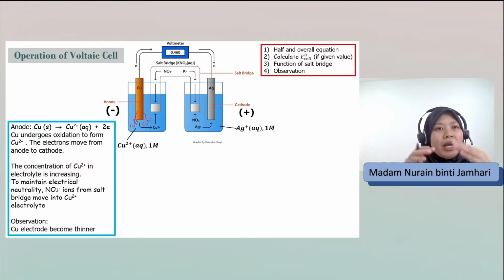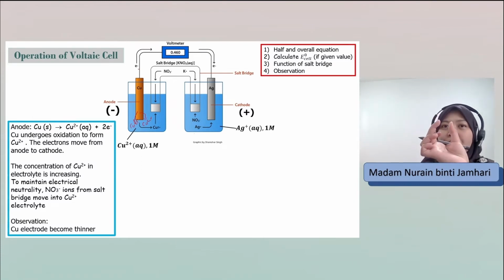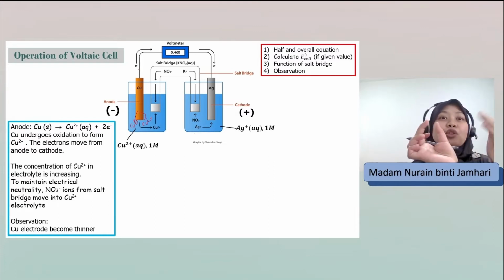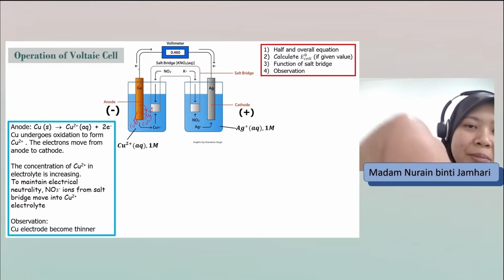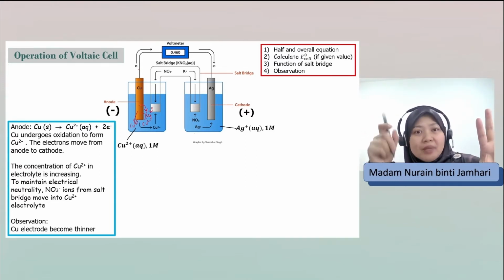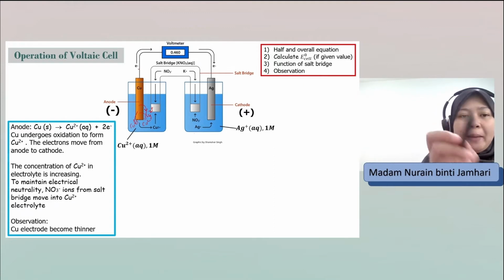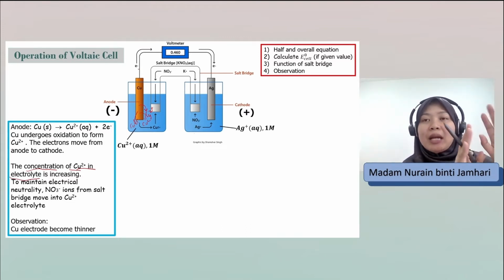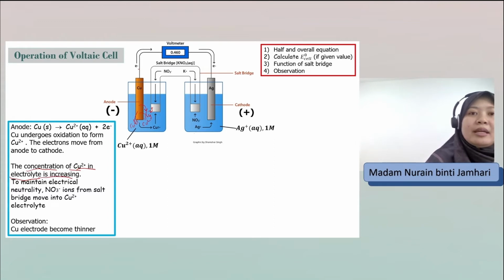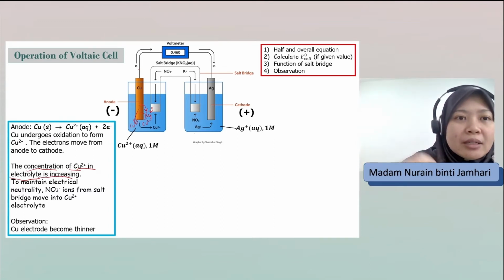Okay, so what will happen? Logically, awak punya electrode on anode akan makin menipis sebab Cu punya electrode dah makin menipis sebab dia telah undergoes oxidation. Dan bila dia undergoes oxidation, dia akan menghasilkan Cu2+ dekat dalam beaker sebelah anode. Logik kan? Betul kan? So what will happen is the concentration of Cu2+ in electrolyte, okay, we are talking about the beaker kat bahagian anode is increasing. Yes, logik lah kan? So makin lama makin banyak Cu2+ kat dalam beaker ni.